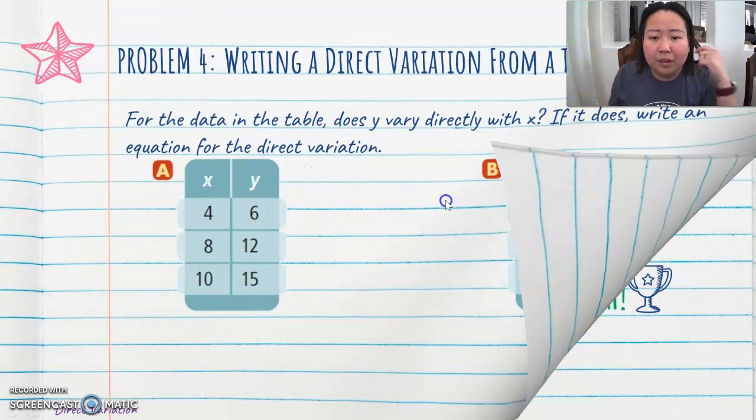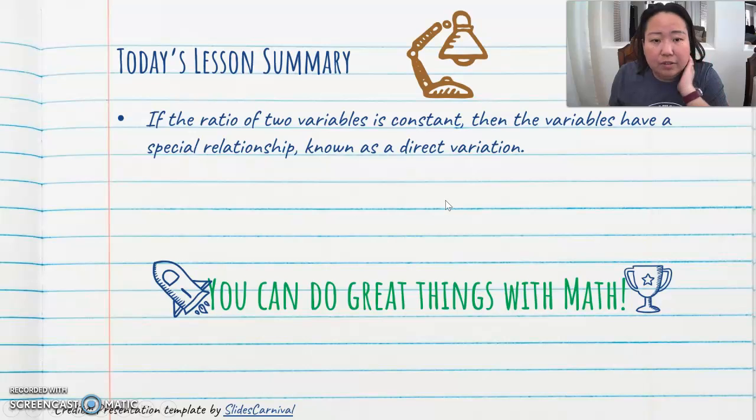All right. So a summary for this lesson: if the ratio of two variables is constant, then the variables have a special relationship, and that relationship is what we call direct variation.